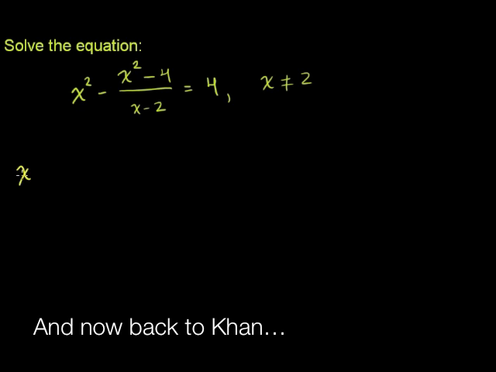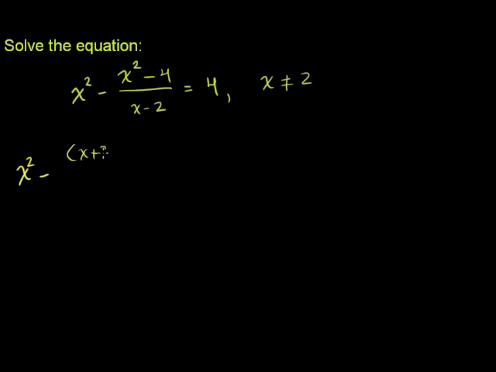Equivalent to x squared minus, instead of writing x squared minus 4, we know that's the difference of squares. That is x plus 2 times x minus 2, all of that over x minus 2. And that is equal to 4. And this whole time we're assuming that x won't be equal to 2. Because x does not equal 2, x minus 2 divided by x minus 2 is going to be defined, and it will be 1. So those two will cancel out.